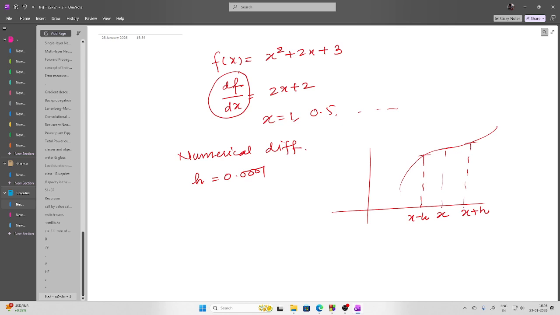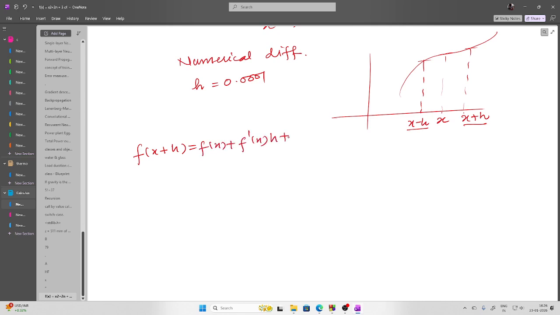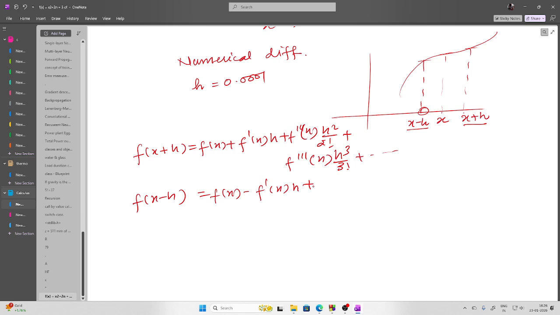Now what we'll do is we will try to expand this function about these points. So f(x plus h), from the Taylor series, is f(x) plus f prime x h plus f double prime x h square by 2 factorial plus f triple prime x h cube by 3 factorial and so on. Likewise for the point h units on the left, that is f(x minus h) equals f(x) minus f prime x h plus f double prime x h square by 2 factorial minus f triple prime x h cube by 3 factorial and so on.